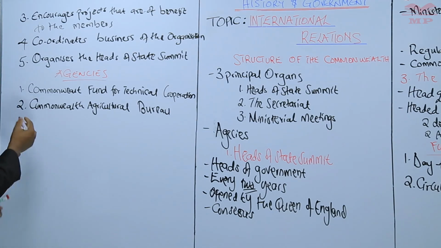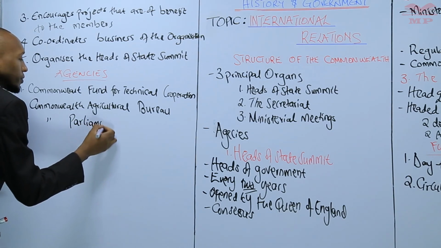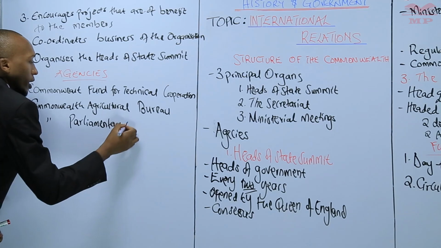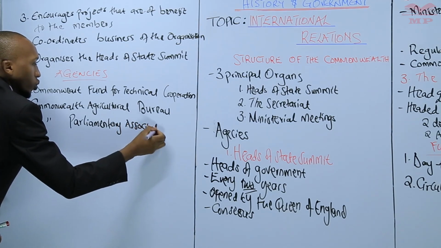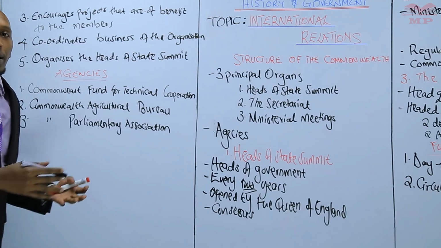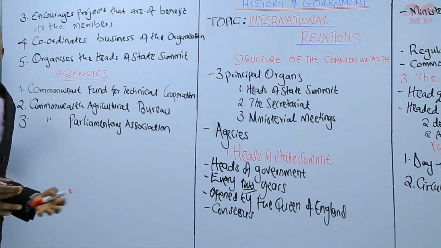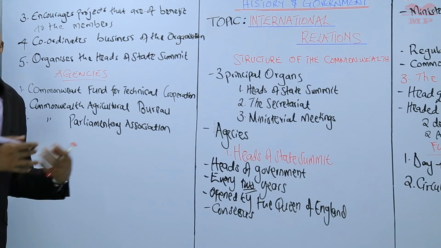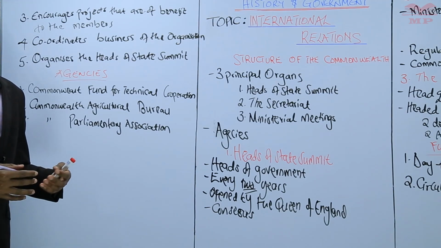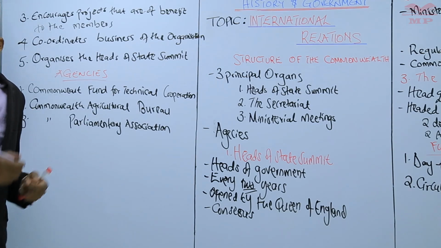And then the other agency is the Commonwealth Parliamentary Association. So this one brings together members of parliament from the nations that are part of the Commonwealth. So they come together, discuss and share ideas of how to improve their debates, and also how they can represent their people.